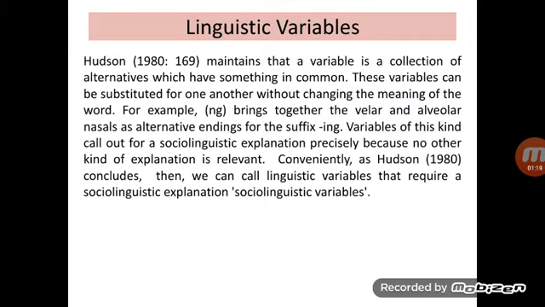Hudson 1980 maintains that a variable is a collection of alternatives which have something in common. These variables can be substituted for one another without changing the meaning of the word. For example, ing brings together the velar and the alveolar nasals as alternative endings for the suffix ing. Variables of this kind call out for sociolinguistic explanation, precisely because no other kind of explanation is relevant. Conveniently, as Hudson 1980 concludes, we call linguistic variables that require sociolinguistic explanation sociolinguistic variables.